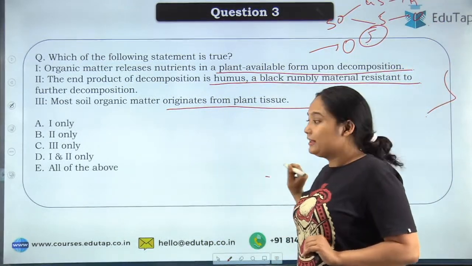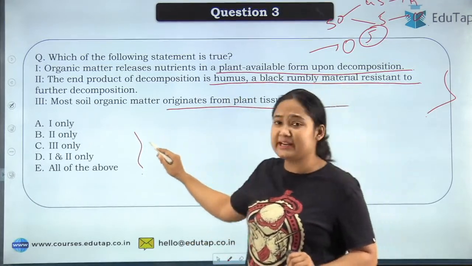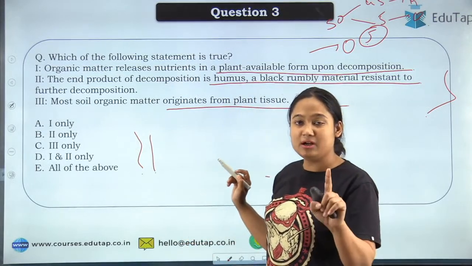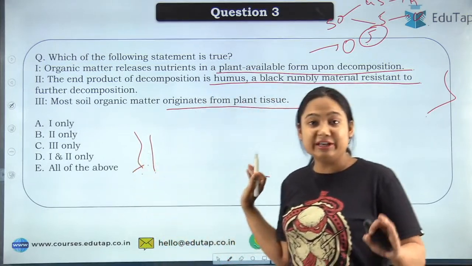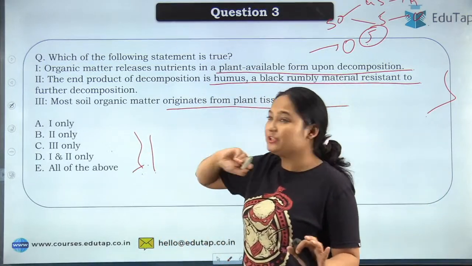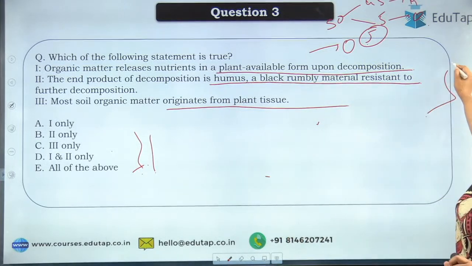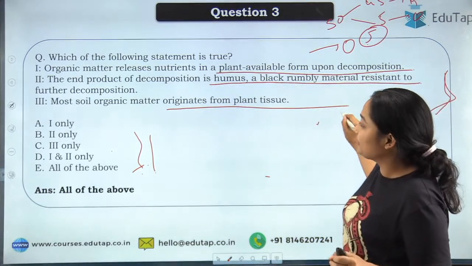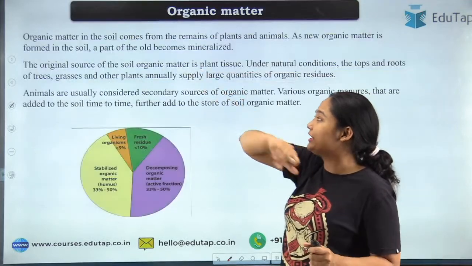So try to attempt this question too. Here the options are given and everybody is going with the option all of the above, and that is option E. Very good. Albert has gone with the D option. Do know that everything is correct and you should know. I do understand why you might not have known the third one, so we will discuss it further. Moving to the organic matter part.